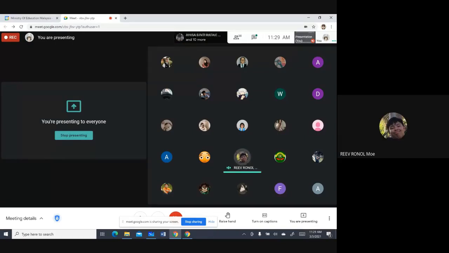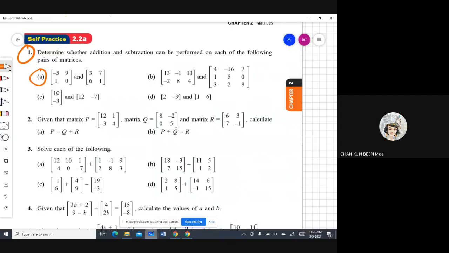Yes, madam. Rafe, what is the answer for the first one? Can or not? Don't know, madam. Why you don't know? What is the reason you don't know? Just now I already told you, right? Addition and subtraction can be performed when the order of the matrices are the same. Okay. Now you check what is the order for the first matrix over here, Rafe?